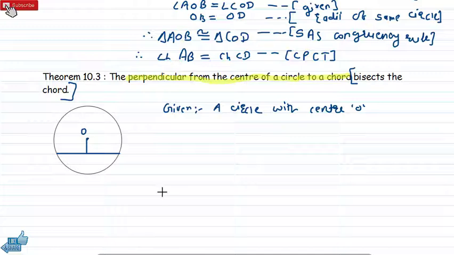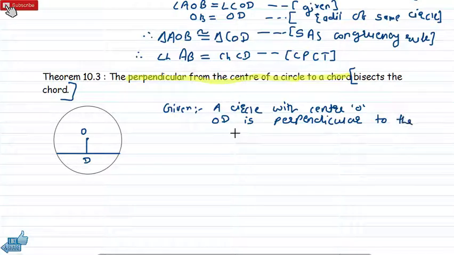So what is given? The perpendicular from the center of a circle to the chord. So OD, we can say OD is the perpendicular. So can I write here OD is perpendicular to the chord. So we can say that OD is the perpendicular to the chord.